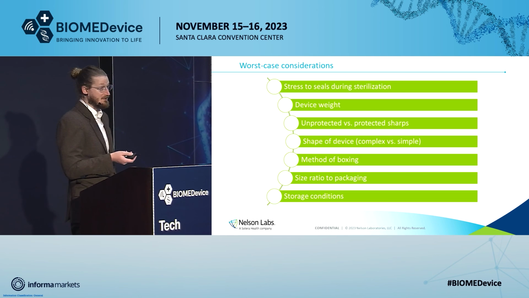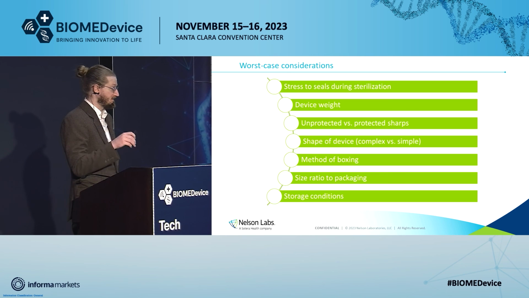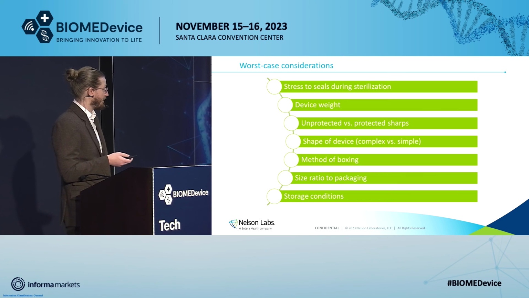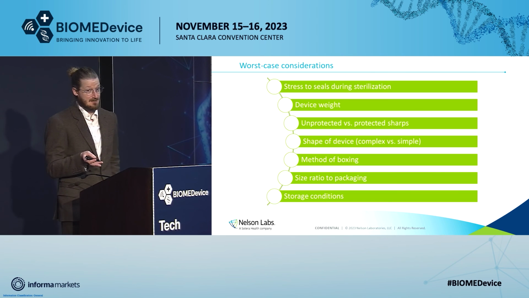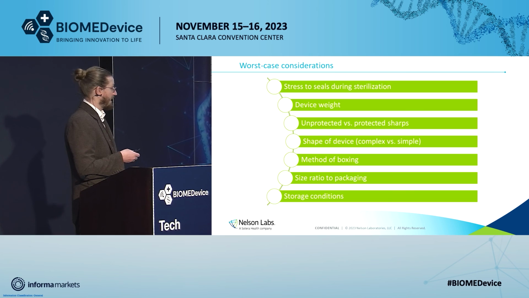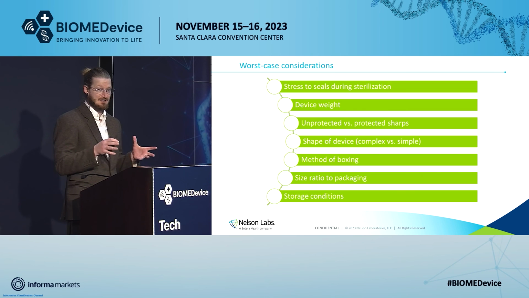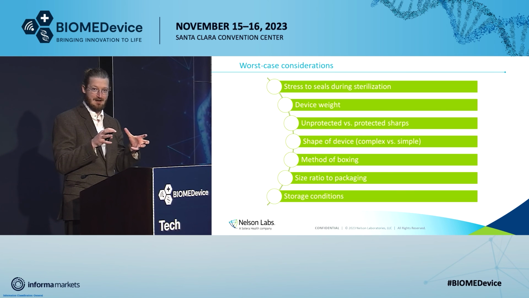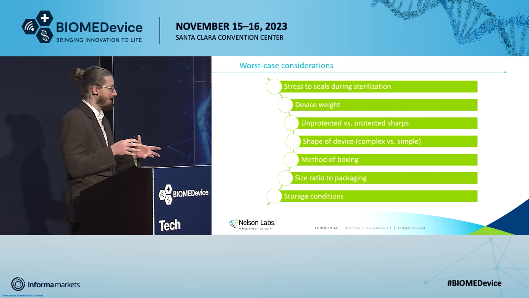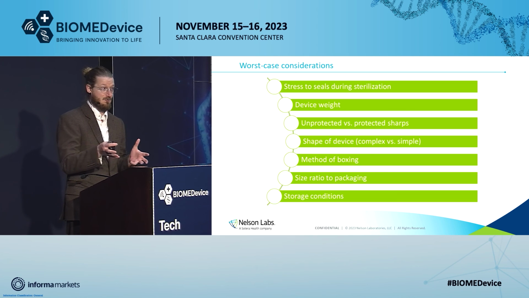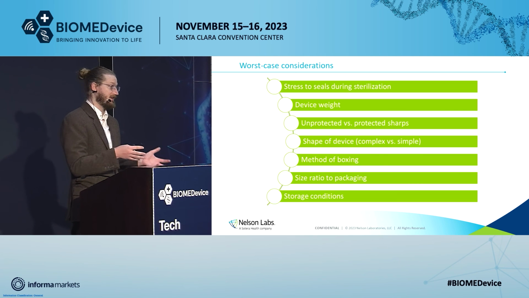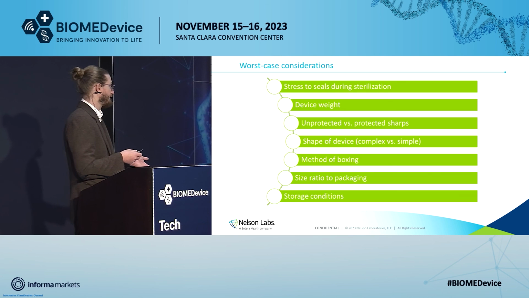So stress to seals during sterilization, if you're doing an EO cycle, right? Those injections, the pressure changes is something to consider. Your device weight, are your sharps protected or not? The shape of your device, if it's really complex and there's lots of weirdness to it and lots of places to rub, that might be considered more worst case. Method of boxing, how full are you boxing it or how not full are you boxing it? In some cases, one might be more worst case than the other.